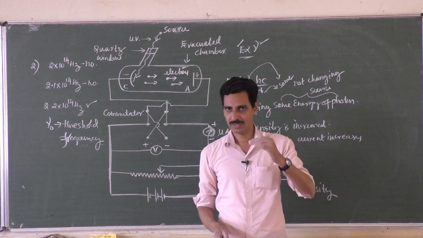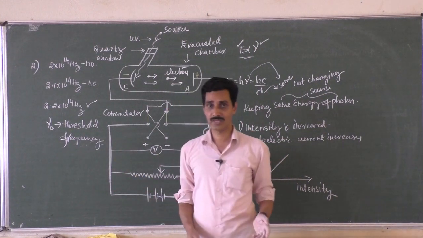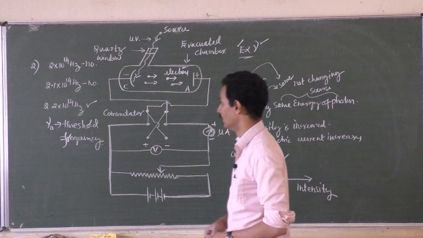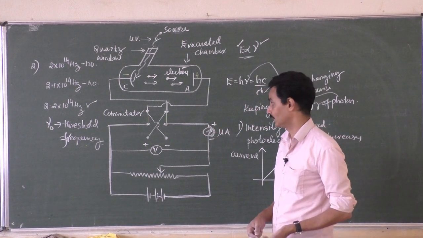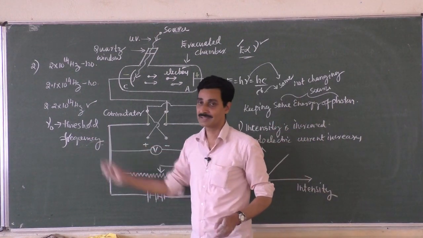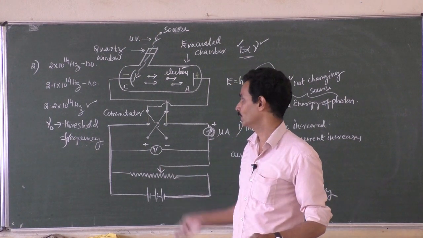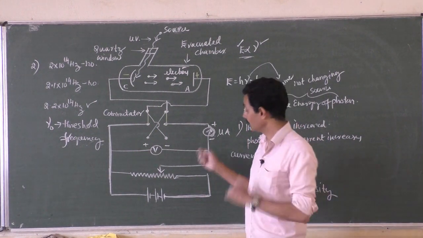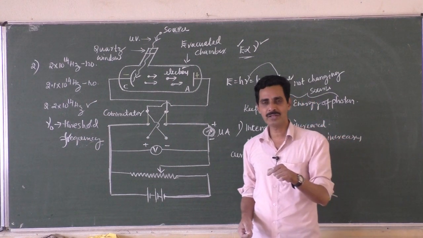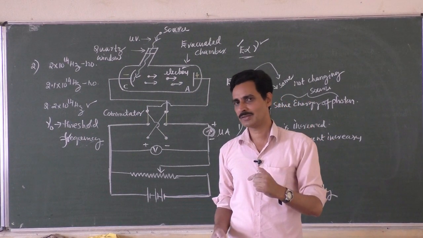Threshold means always the junction value. Below that you don't have, above that you have, or vice versa, whatever it is true. But here, below the threshold frequency, no photoelectrons are emitted. Just at the threshold frequency, photoelectrons are emitted. Above the threshold frequency, photoelectrons are emitted. And if you go on increasing the frequency further, there is no change in the photoelectric current. Once you reach the threshold frequency, suddenly you get current. But if you increase the frequency from threshold value, say for example 2.2 into 10 to the power 14 hertz, there is current, but no change in the current. That means for every material, there is a minimum frequency below which no photoelectrons are emitted, above which photoelectrons are emitted, and that frequency is called threshold frequency.